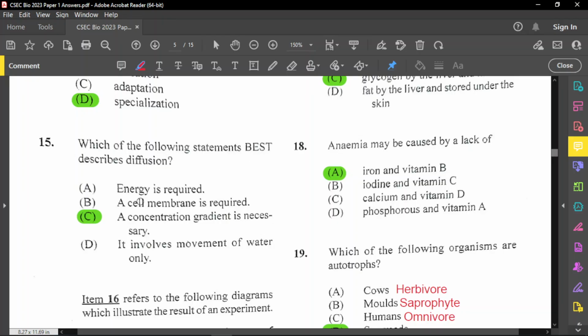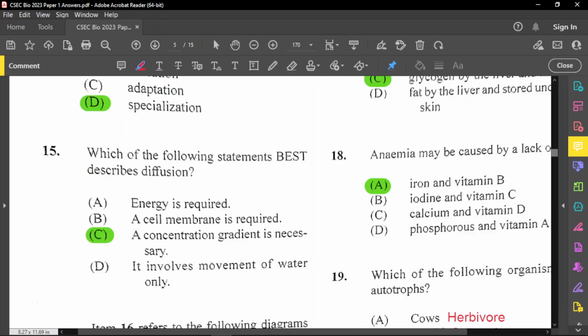And diffusion, is energy required? Absolutely no. Is a cell membrane required? Absolutely not. Is a concentration gradient necessary? Yes, because it moves from high to low concentration. So definitely C is the correct answer. Movement of water is osmosis, so there's no need to even discuss that one at all, right? All right, so let me just get a little bit more zoom into this.